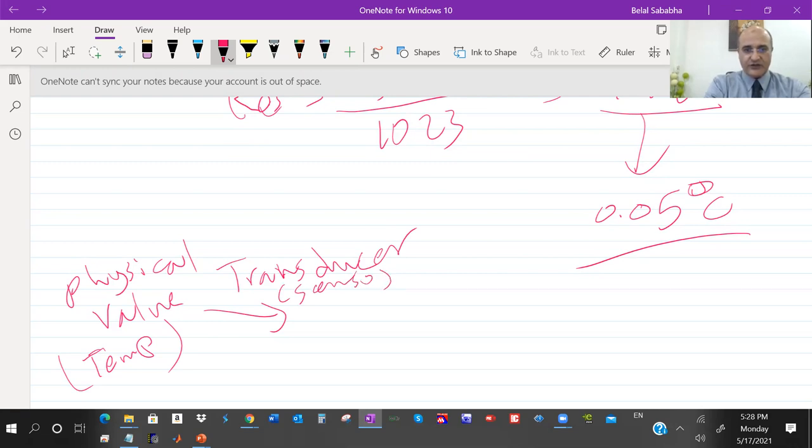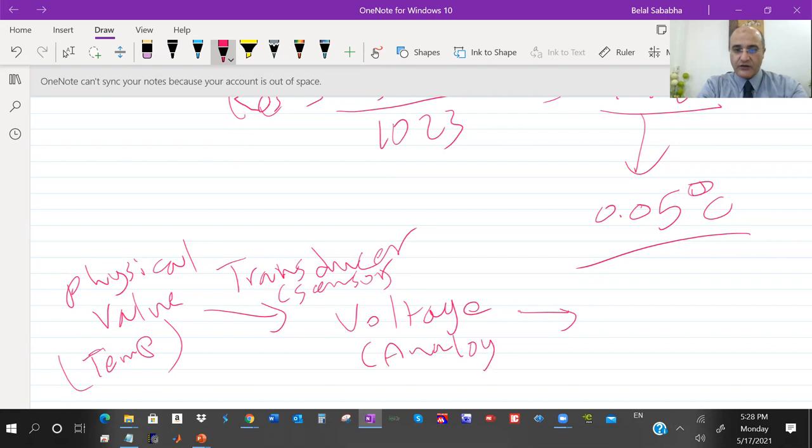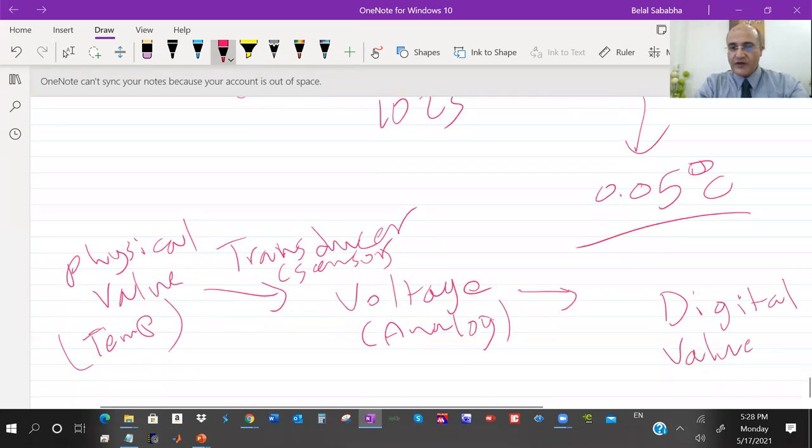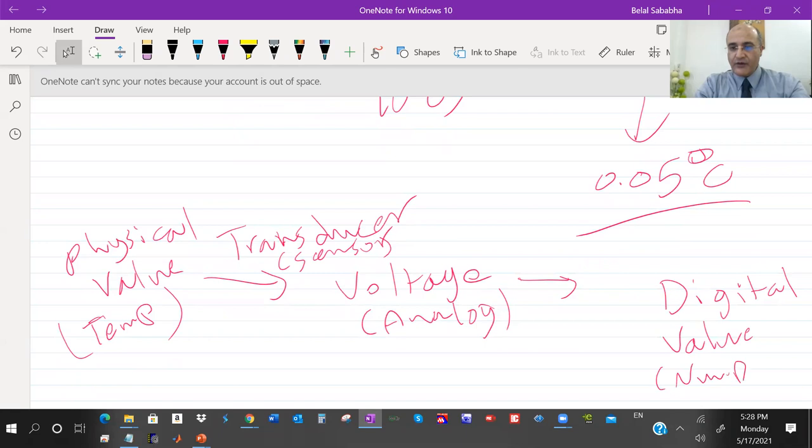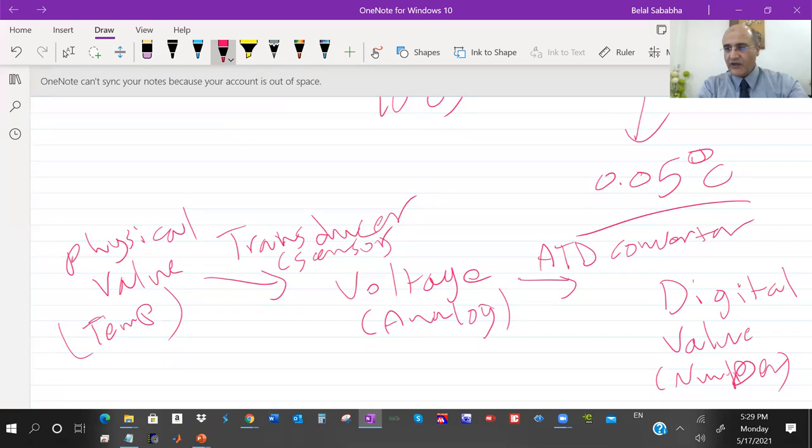Sensor, in this case the temperature sensor, will convert it to voltage. Then we should have something to convert this analog voltage into a digital value, or number. And this would be the analog to digital converter. Okay, is that clear where we are standing today?